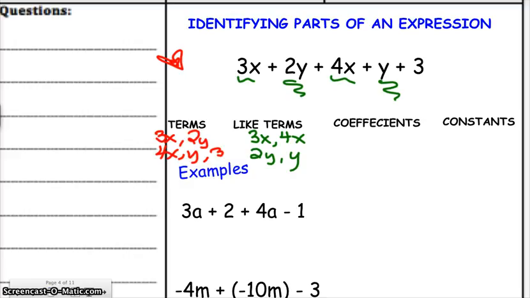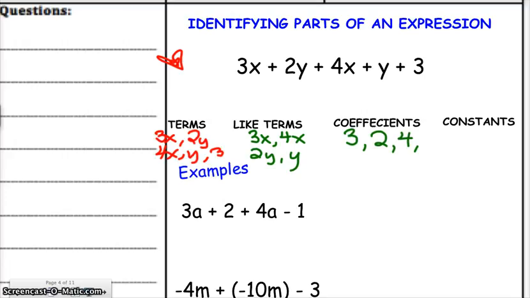Coefficients, the number in front of the variable. So what kind of coefficients do I have, Maxwell? 3, that's in front of x. Good, got it. Anything else? Isabel? 2, number in front of a variable. Sarah? 4, number in front of a variable. Yep. Alex? Another 3. Another 3 is a constant.